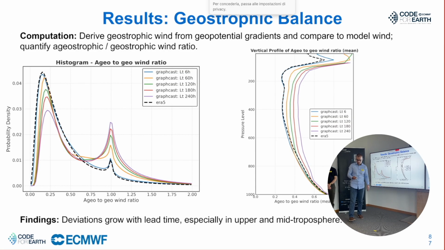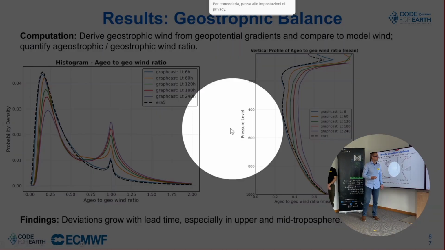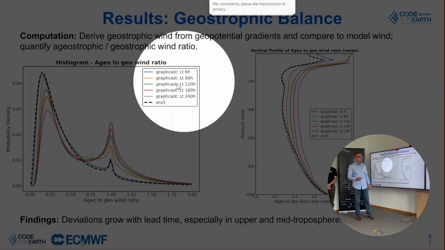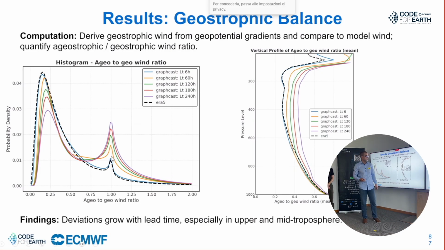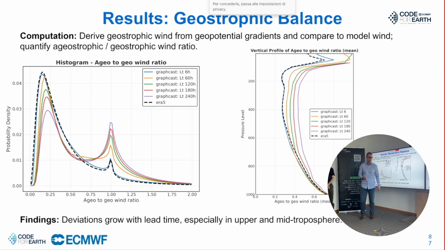So moving on to the results, first we have geostrophic balance. We computed it by deriving the geostrophic wind from geopotential gradients, and we compare it to the actual model wind. And we quantify the measure of imbalance by the ratio of geostrophic wind to actual wind. Then we plot this ratio using histograms and graphical profiles. Here we have shown 5 different model lead times for GraphCast, and the dashed line is ERA5. So you can see that the deviations increase with increasing lead time, which suggests degrading physical consistency.